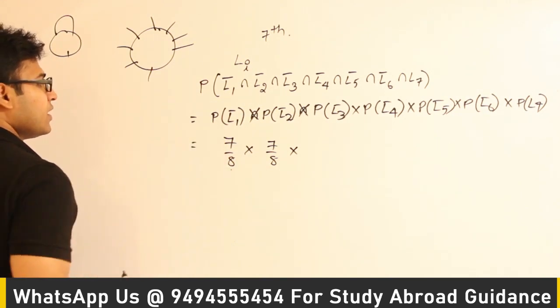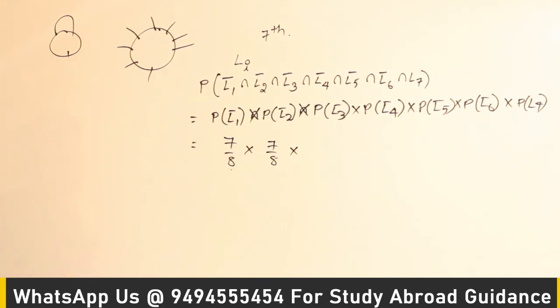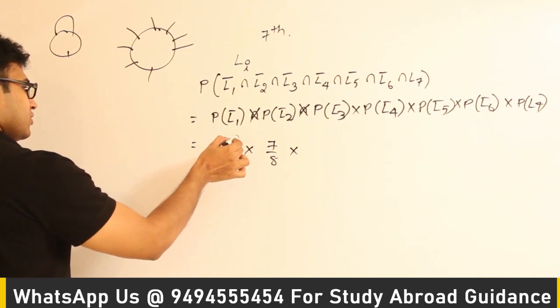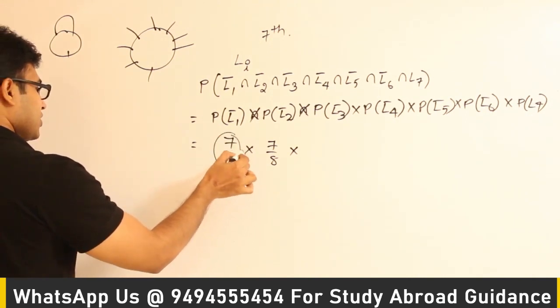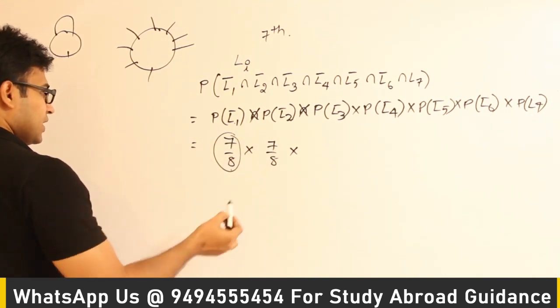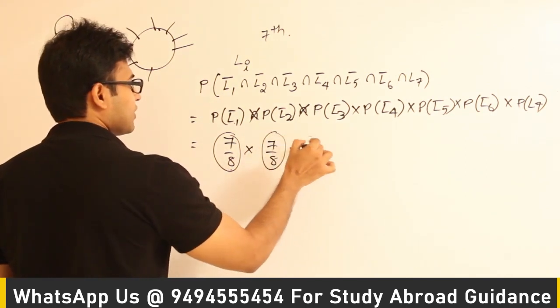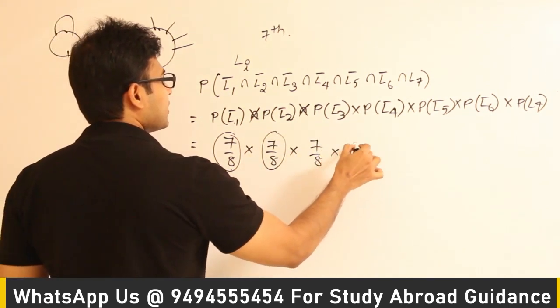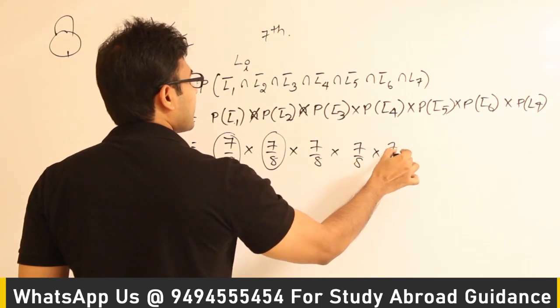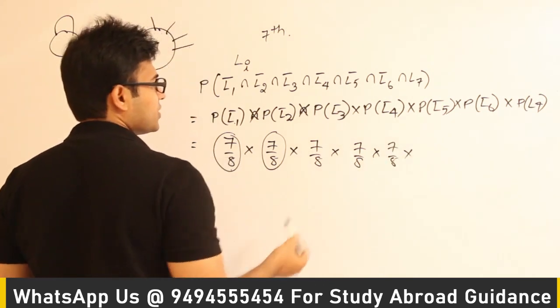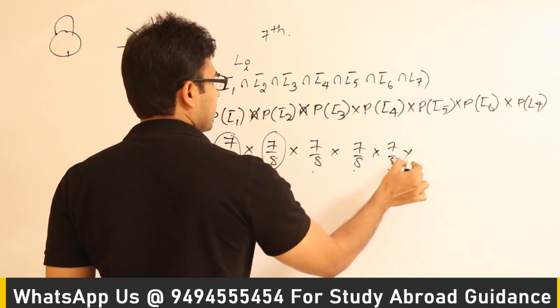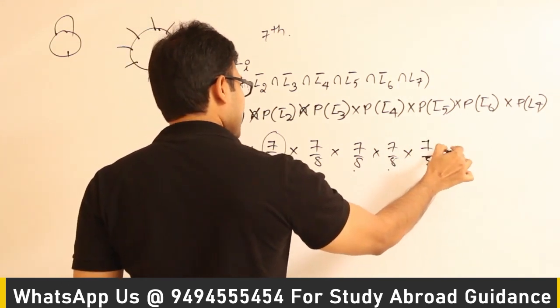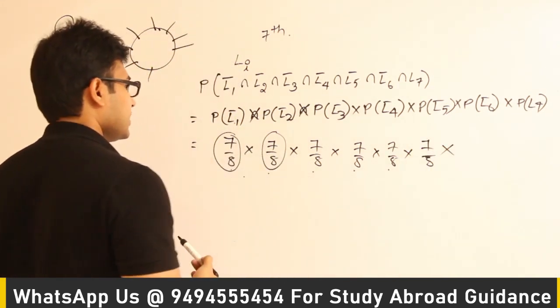Now you'll fail when you pick one of the 7 keys, and even after knowing that you have failed once, since you are adding the key back to the bunch, it is going to be the same. 7 by 8 into 7 by 8 into 7 by 8 into 7 by 8 into 7 by 8. We have to do it 6 times, and finally in the 7th try it should be a success.